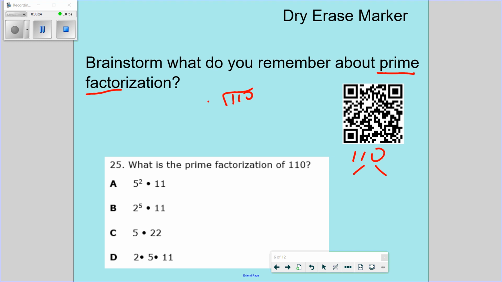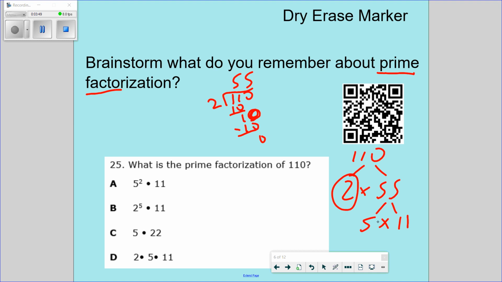110 could be divided by 2. So how many 2's go in 11? 5 times. How many 2's go in 10? 5 times. So it's 2 times 55. Which one is prime? The 2. Can the 55 be broken down? Or is it prime? No, 55 can be broken down into 5. The factors are 5 times 11. Can I break down the 5 anymore? No, prime. Can I break down 11? No, prime. So it's 2 times 5 times 11.